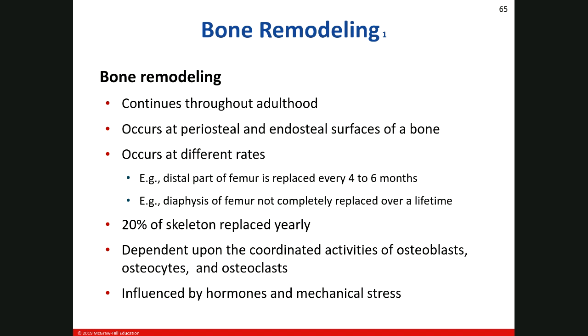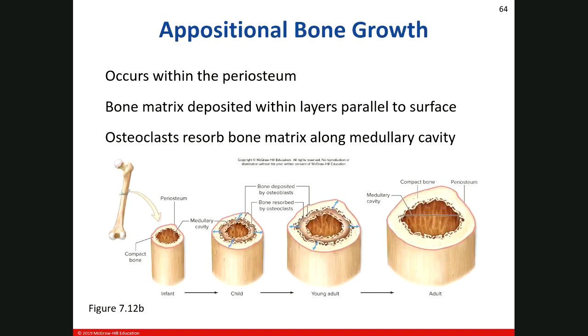Did I skip? I did. Shame on me. Let's do appositional bone growth, and then I think we'll stop for today. All right, so we saw interstitial, how the bone gets longer. How does our baby bone become a big, thick adult bone? That's going to be the appositional growth. That's how it's going to get wider, okay?